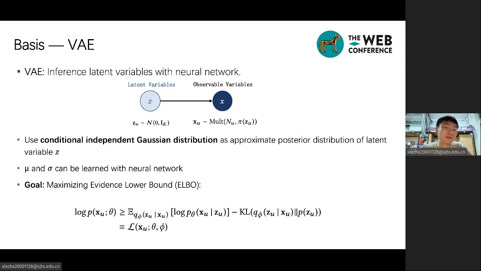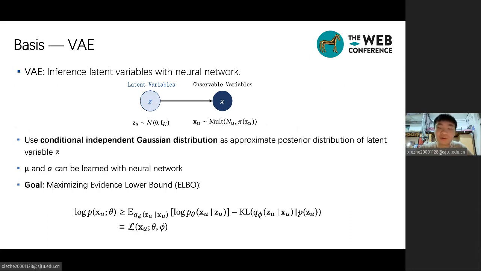In VAE, the approximate posterior distribution of Z is defined as a conditionally independent Gaussian distribution, and the mu and sigma of the distribution are inferred by the neural network. So the goal of VAE is to maximize this, that is the evidence lower bound, ELBO. The first term is the expectation of the log likelihood of X. And the right term is the KL divergence between the posterior distribution and the prior distribution of Z.